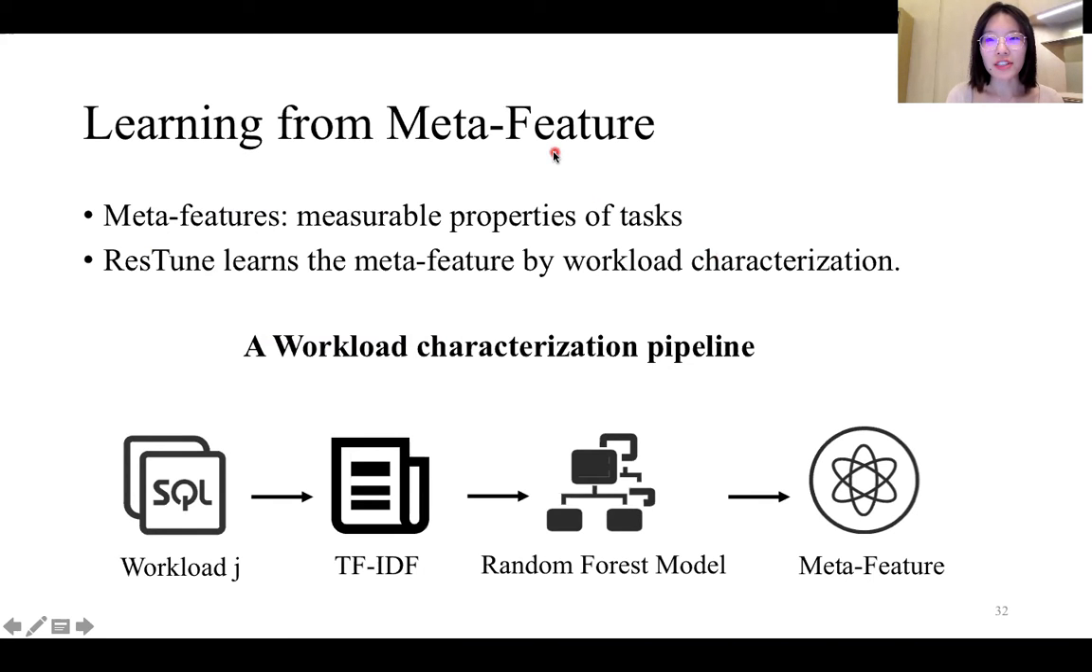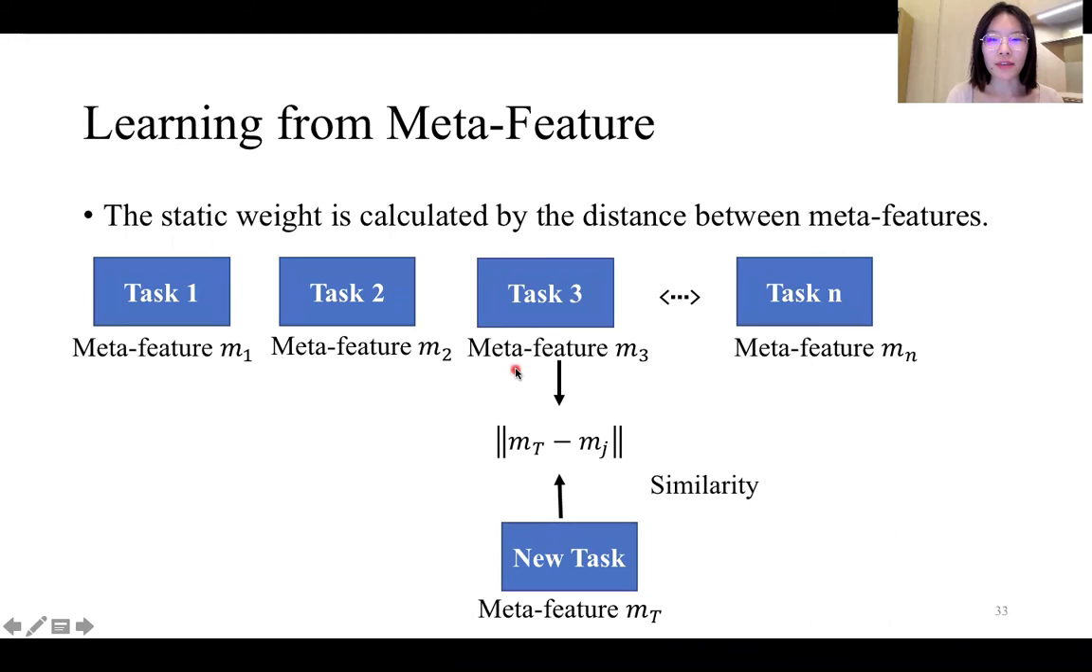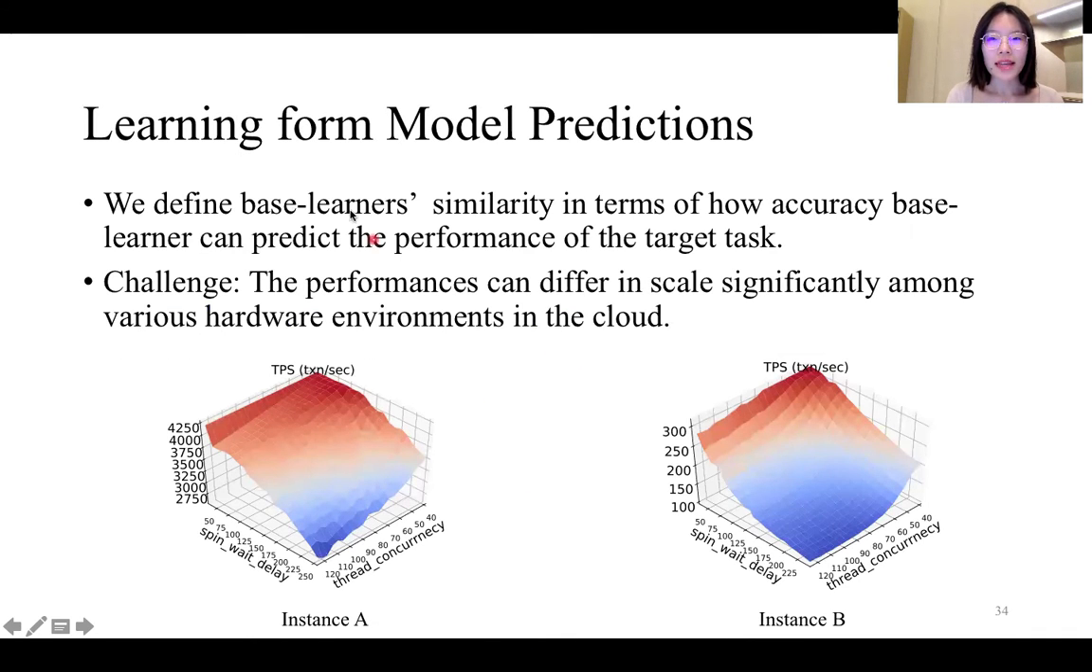Learning from meta features determines the weights by measurable properties of tasks. ResTune learns the properties by a workload characterization pipeline. The pipeline uses the SQL statements as input and outputs a resource usage level predicted by a random forest model. Now we can calculate the static weight by computing the distance between meta features from the target task and historical tasks. When we have several observations of the target workload, ResTune switches to learning from model predictions.